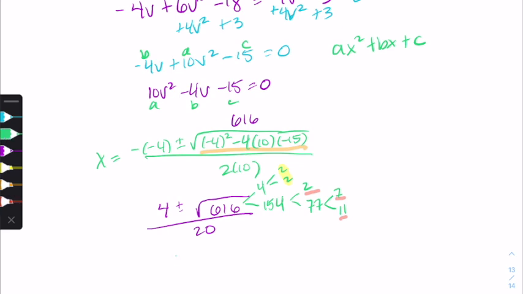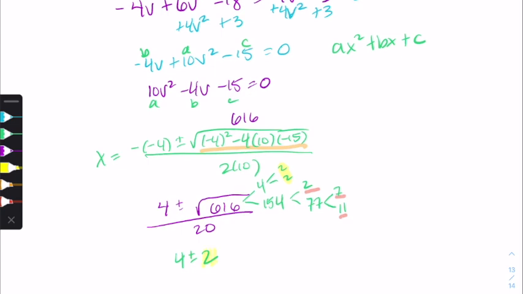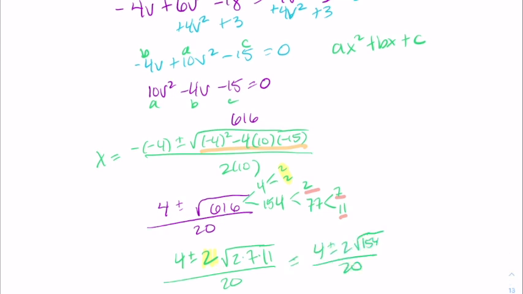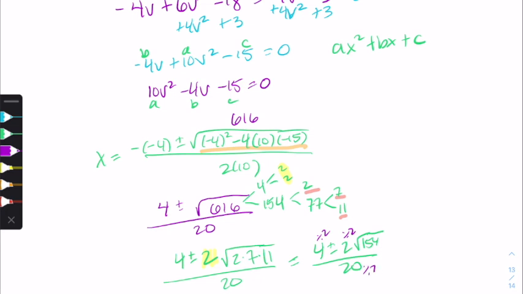So then we have 4 plus or minus the 2 that comes out of the radical, and then root 2 times 7 times 11, all over 20. So if we do 2 times 7 times 11, that's really 154. So 4 plus or minus. So then I'm going to look, do these three things, the 4, 2, and 20, have anything in common? Well, they do. Each one of those is divisible by 2. So I'm going to divide by 2, divide by 2, divide by 2.